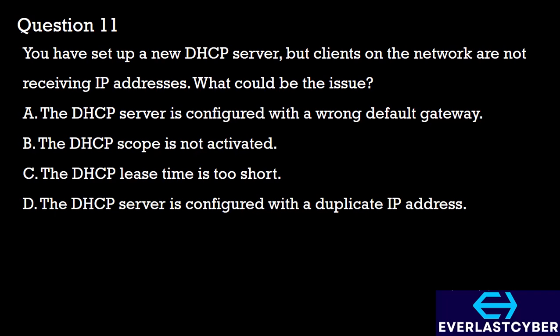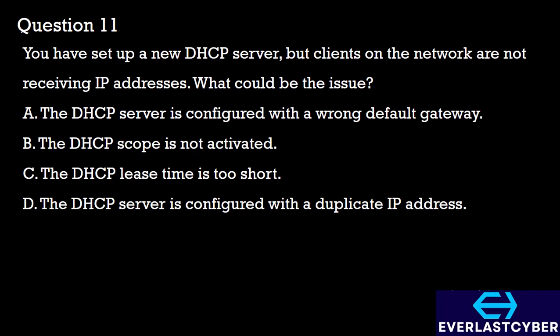Question 11. You have set up a new DHCP server, but clients on the network are not receiving IP addresses. What could be the issue? A. The DHCP server is configured with a wrong default gateway. B. The DHCP scope is not activated. C. The DHCP lease time is too short. D. The DHCP server is configured with a duplicate IP address.